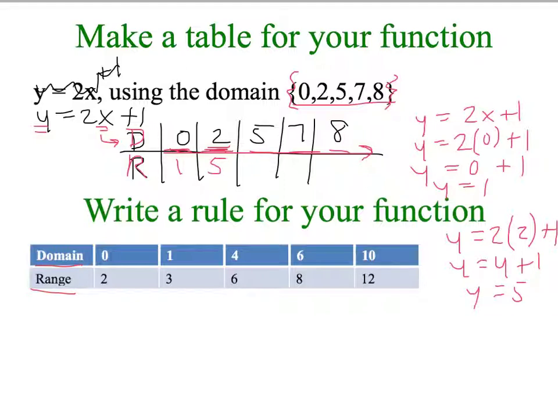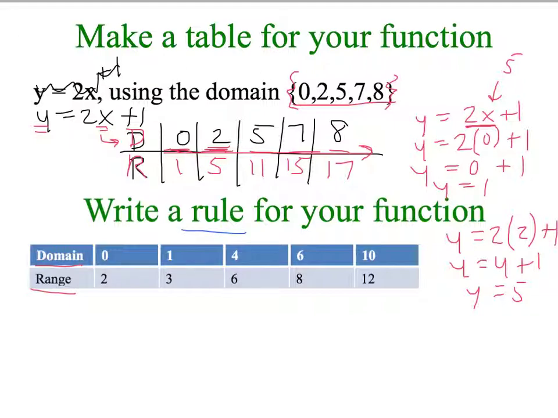So you keep going through. So this one becomes 5, so you plug 5 in for x. So it's 2 times 5, which is 10, plus 1 is 11. And then you have 7. You can work these out on your own paper. 7 times 2 for this part here is 14, plus 1 is 15. And 8 times 2 is 16, plus 1 would give you 17. And you're done. For the next type of question, you'll see write a rule for your function.